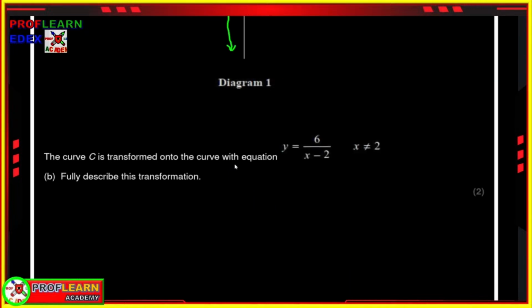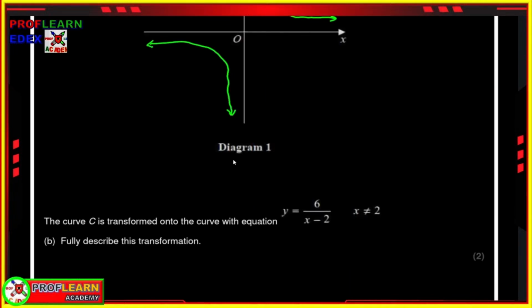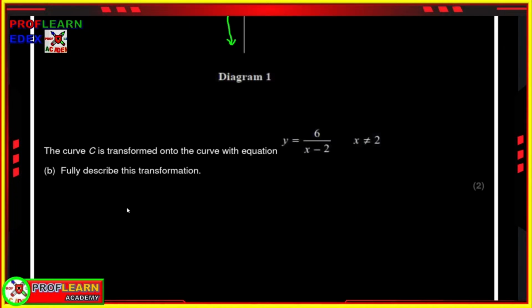And then we are going to fully describe the transformation that maps the function that we were having to y equals 6 over x minus 2. This is actually a translation 2 units to the right, 2 units to the right, parallel to the x-axis, right? Okay.